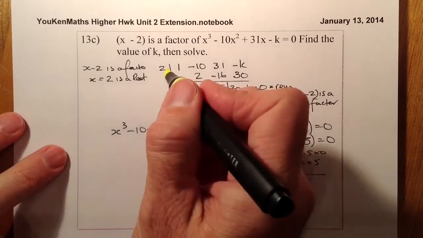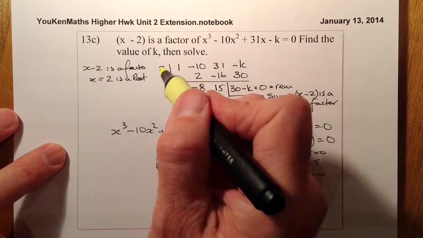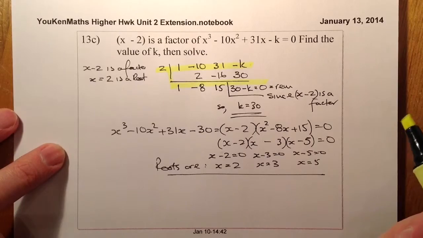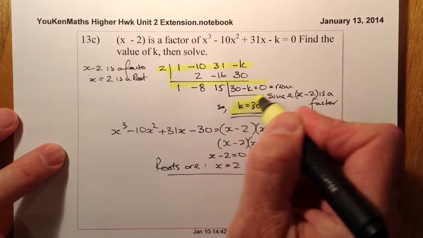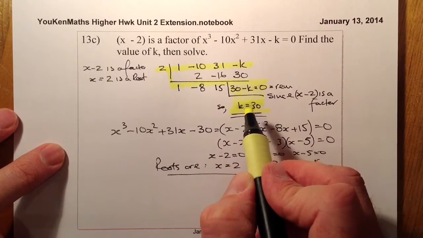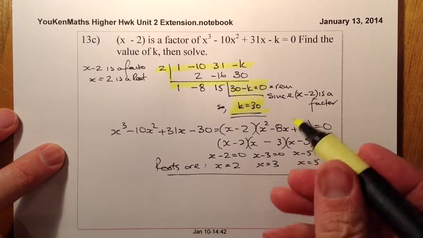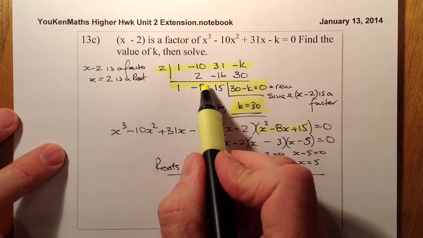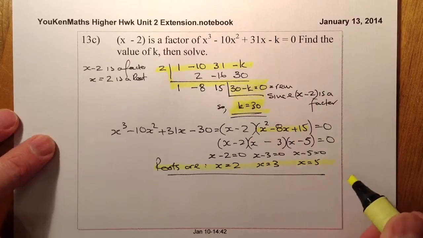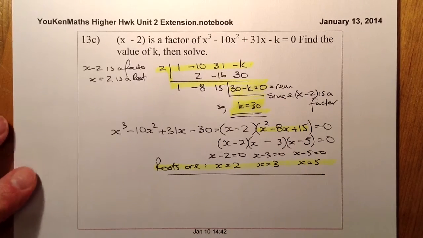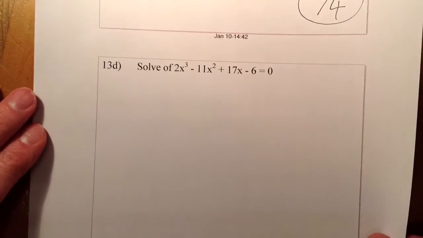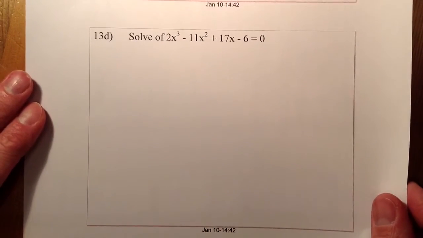To mark it, we're going to do just the same as we did for A and B. I'm going to set 1 mark for setting up the synthetic division, another mark for 30 minus k equals 0 and also k equals 30 based on that. Taking the quotient from there to there gives me that mark, and finally getting all the roots correct will give me the 4th mark. So that's going to be out of 4. Let's move to D.